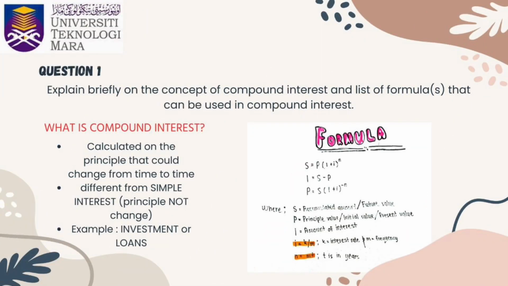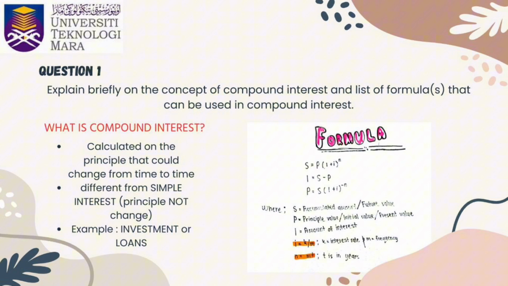What is compound interest and what formulas can we use in this topic? Compound interest is calculated on the principal that could change from time to time, which is different from simple interest principal, which cannot be changed. For example, investments and loans from banks usually apply and use compound interest to acquire more benefit.